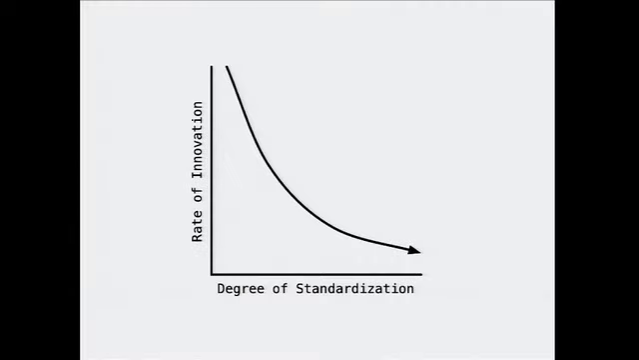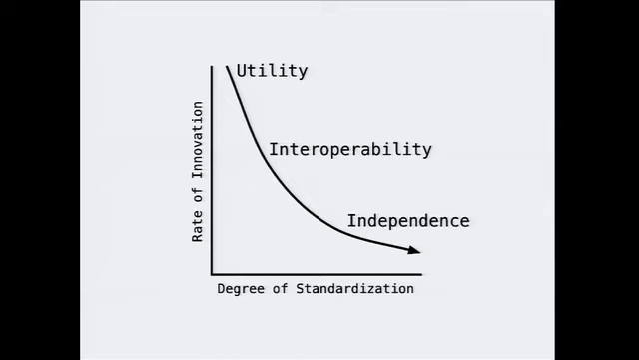As the degree of standardization increases, the rate of innovation, the rate of change necessarily decreases, because you can't be constantly changing everything everywhere and converging on any sort of agreement on what it is that you're building. Interop, in particular, suffers horribly when the rate of innovation remains high. So up at the top, we have utility. As we drop down in our rate of innovation, we get to interoperability, and ultimately we have this independence wherein we are almost completely static.